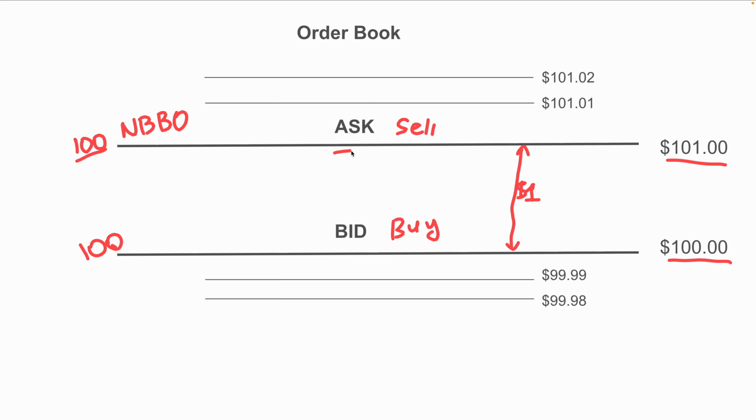What that means is there could actually be an even better price, but the number of shares might be smaller. Let's say there could be somebody willing to sell at $100.50, but they're only willing to sell, let's say, 5 shares. So you cannot get the full lot, but you get the 5 shares. This is what some people call the best price, actually, and this one right here is the BBO.